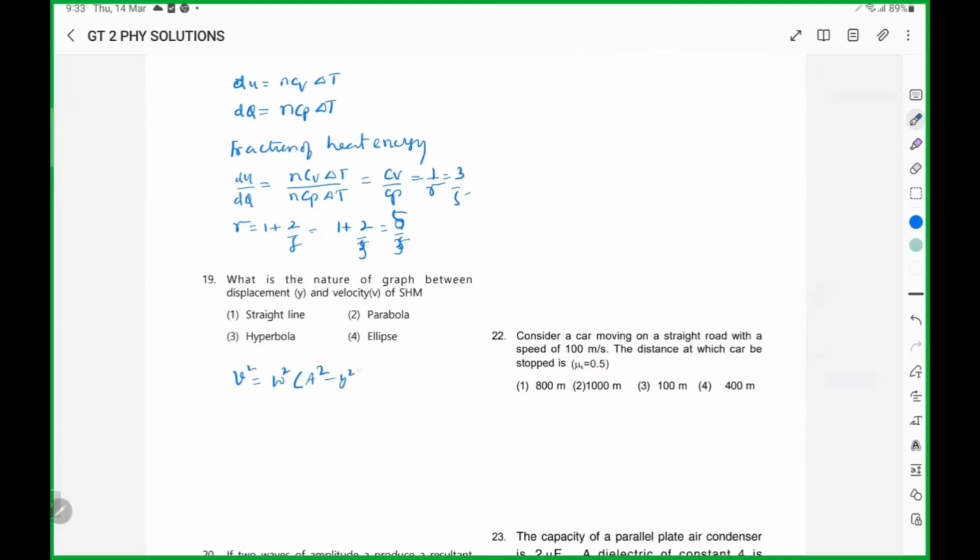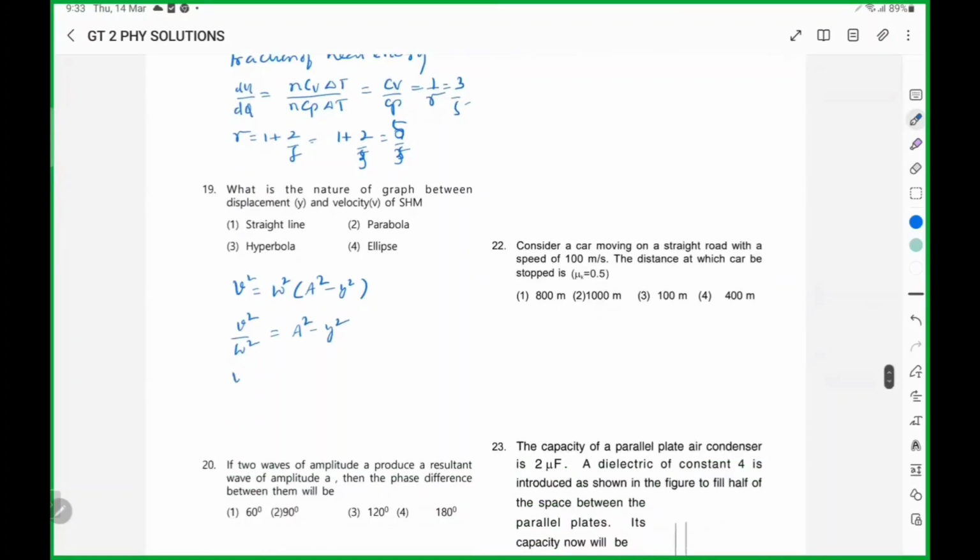So the nature of the graph between displacement and velocity: v square is omega square into a square minus y square, so v square by omega square a square plus y square by a square is 1. It is like x square by a square plus y square by b square is 1, which represents an ellipse.